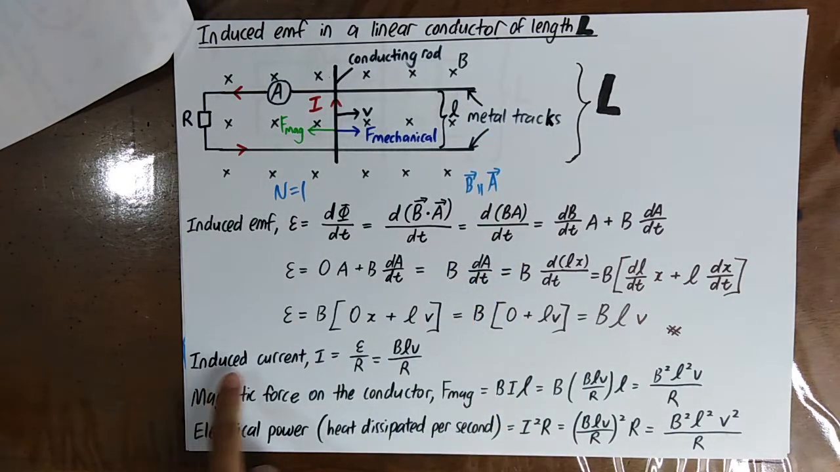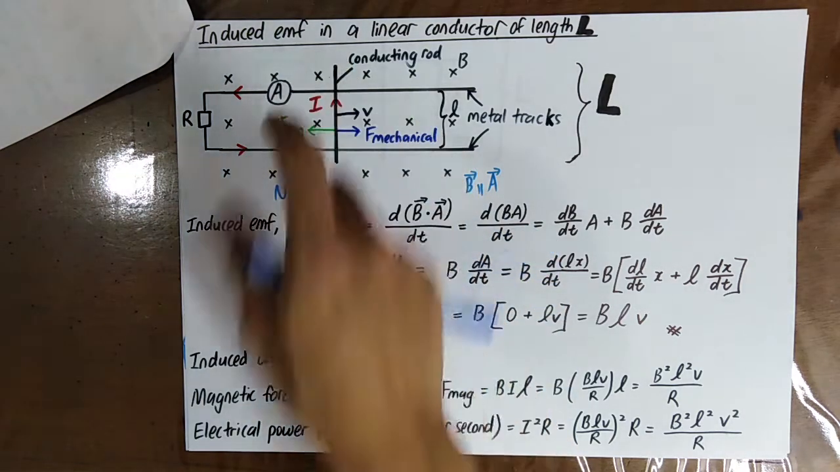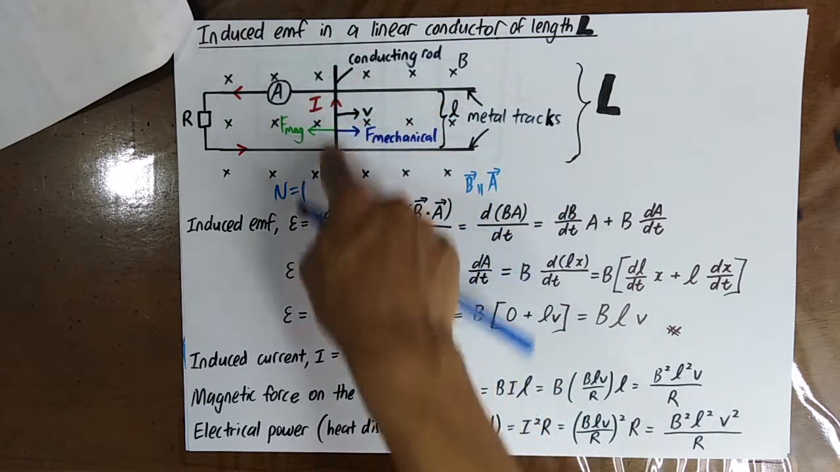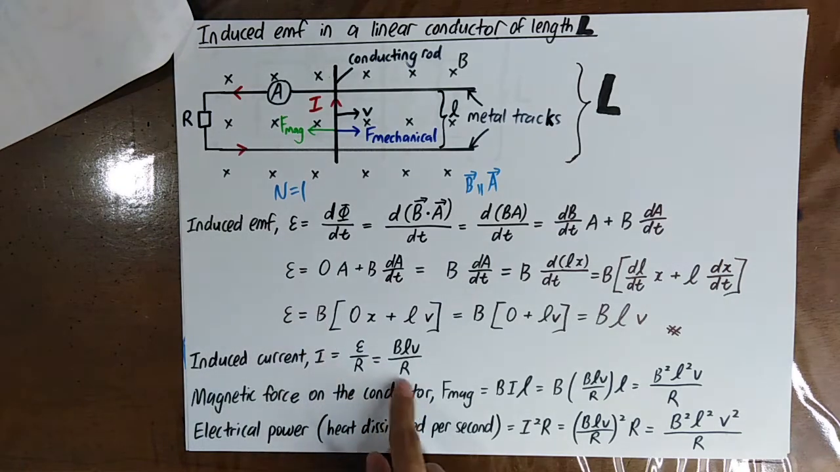So induced current equals the induced EMF divided by the resistance in the loop. We assume that we don't have any resistance here, and we don't have any resistance here. We don't have any resistance here. That's why I use R for this resistor only. And then this is the induced current.